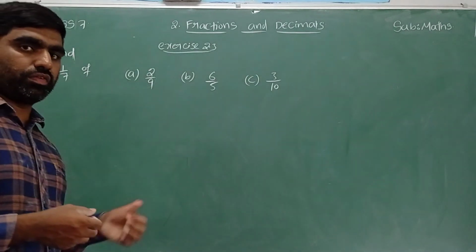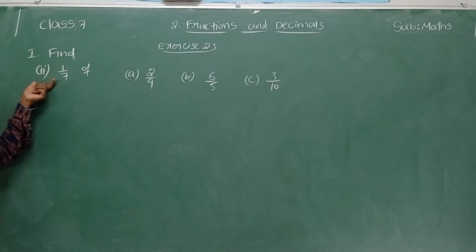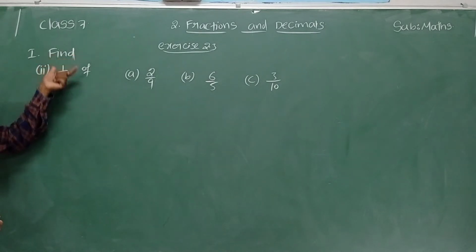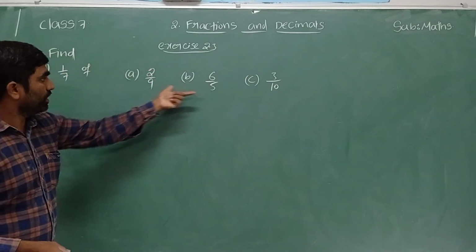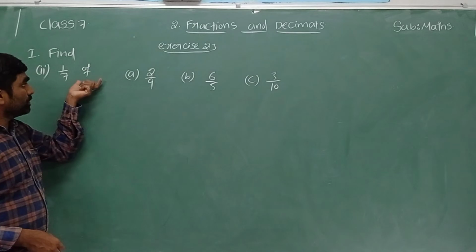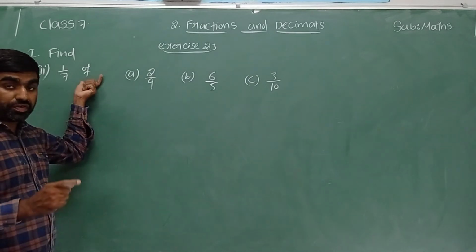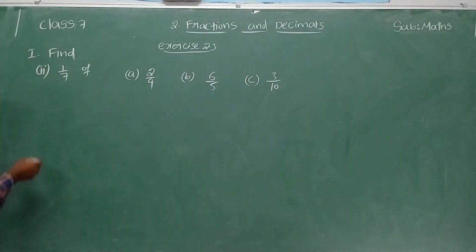Okay children, now we'll see exercise 2.3 problems. The second one I'm explaining here. They are asking to find 1 by 7 of 2 by 9, 1 by 7 of 6 by 5, 1 by 7 of 3 by 10. Already we know what is meant by this 'of'. 'Of' represents multiplication.